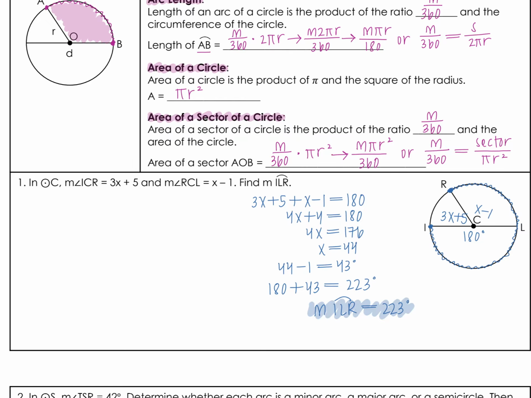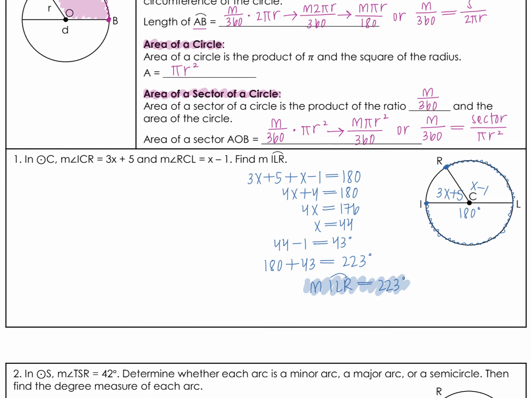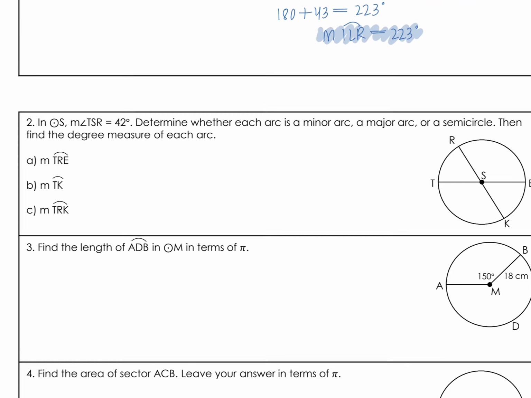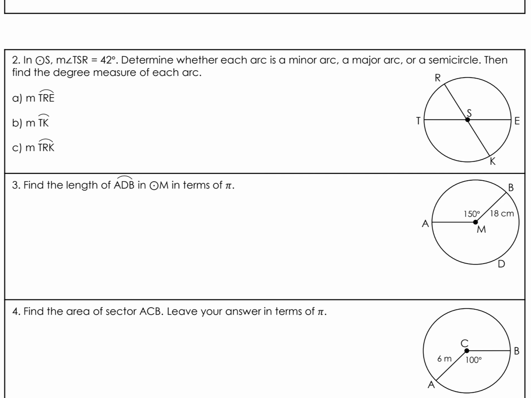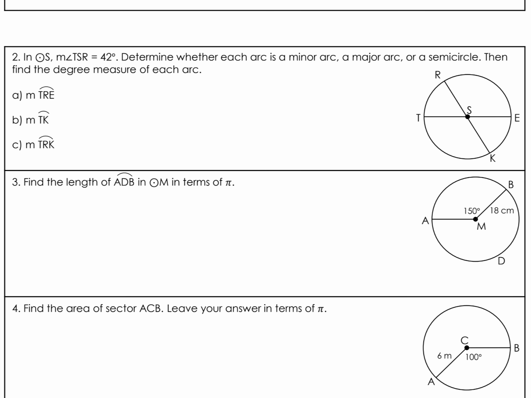All right, let's go ahead and move on to the back side. We have number 2 here. In circle S, we have that the measure of my angle TSR, so here TSR is going to be this angle, is 42 degrees. We are trying to determine whether each arc is a minor, major, or semicircle. Then find the degree measure of each arc.